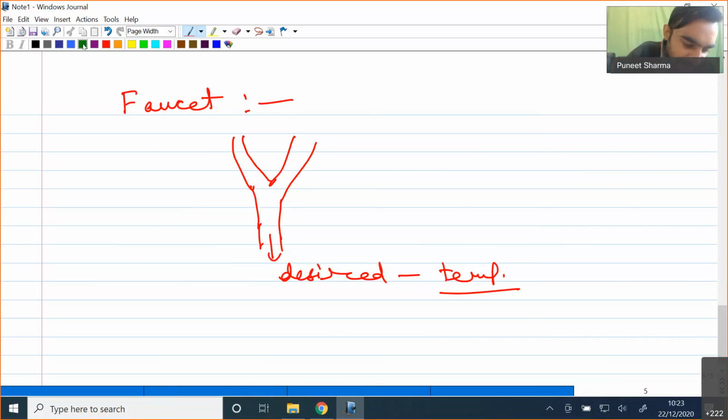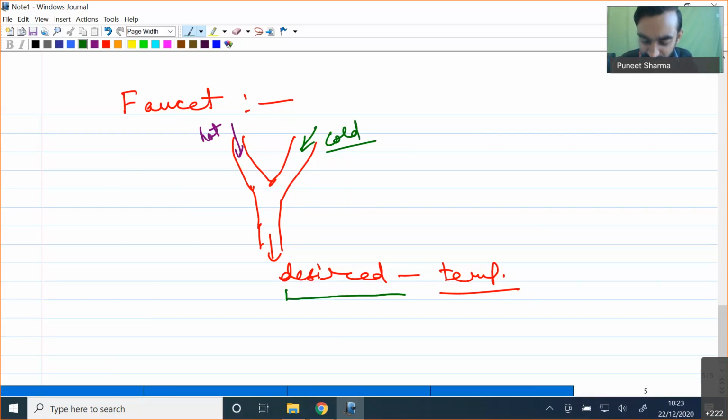How are we getting the desired temperature? One stream is hot, and one is our cold stream. So what we try to do is control the flow rate of the hot and cold streams. Controlling the flow rates governs our desired temperature. For example, when we are feeling cold, either we decrease the flow rate of the cold, or we increase the flow rate of the hot. That is what we generally do in our kitchen faucet.